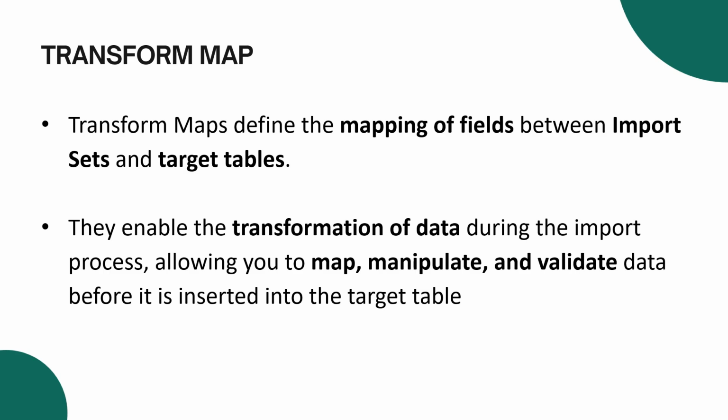Transform map. Within the transform map, we can define the mapping of the fields. Suppose we have one field called user in the file. How will that user be mapped to the ServiceNow field? That is defined within this transform map. You can pause and read that they enable the transformation of the data during the import process, allowing you to map, manipulate and validate data before it gets inserted into the target table.